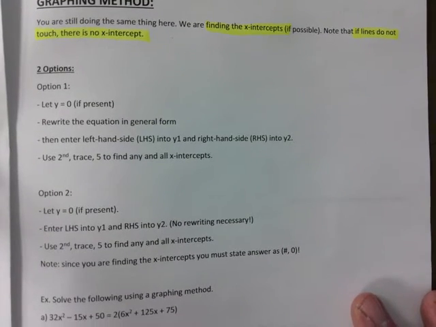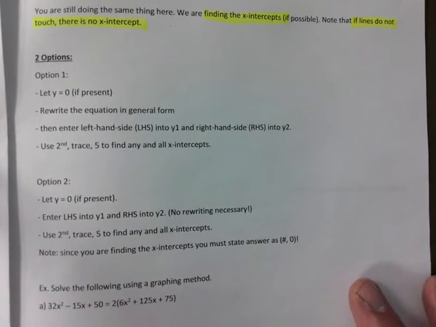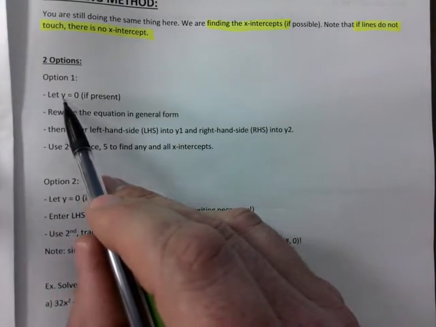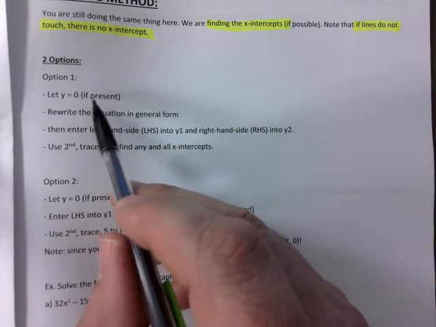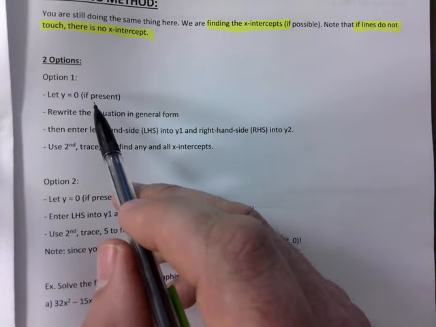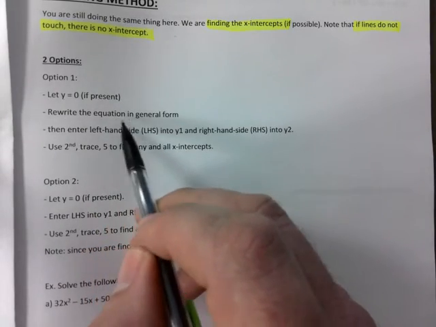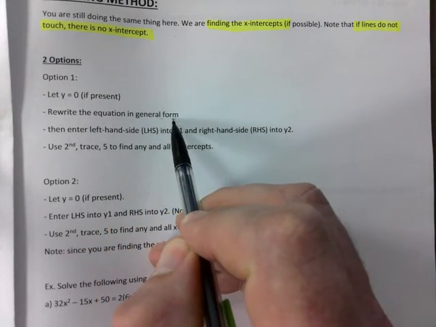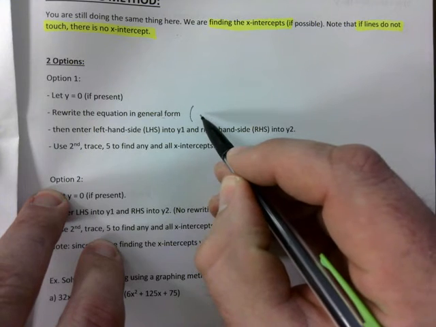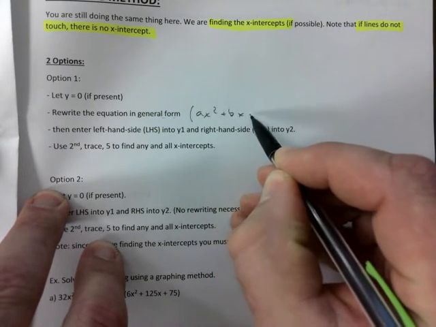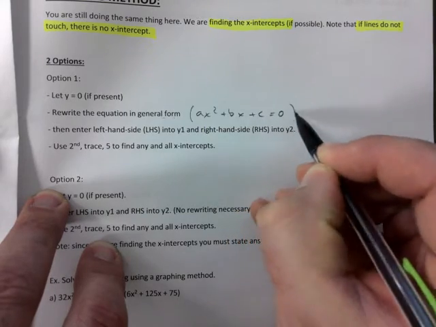Option 1, let y equal 0. So if you see a y in that equation, just let it be 0, okay? We're basically getting rid of it. Rewrite the equation in general form, and by that I mean you're gonna have ax squared plus bx plus c equals 0, right?